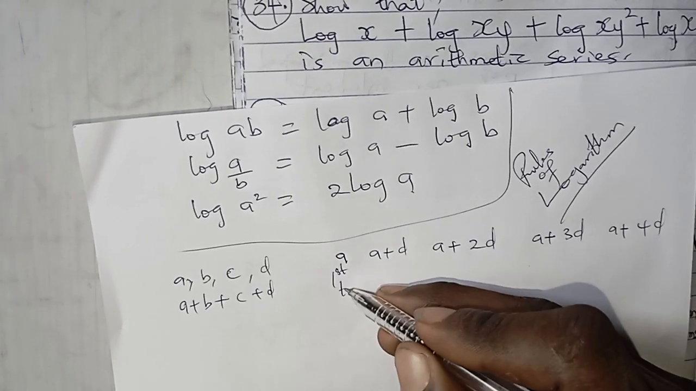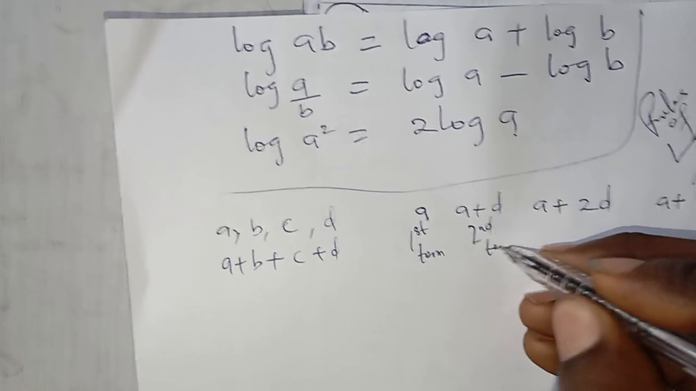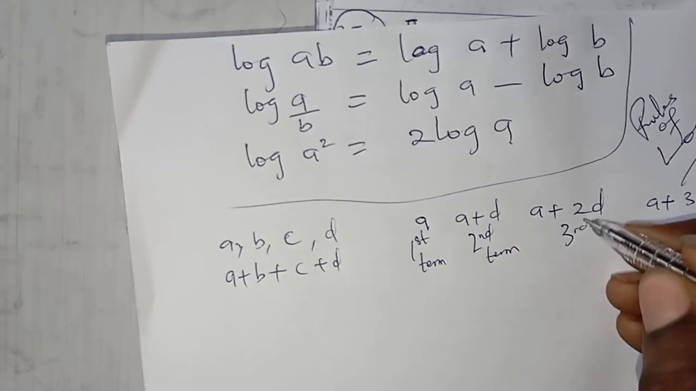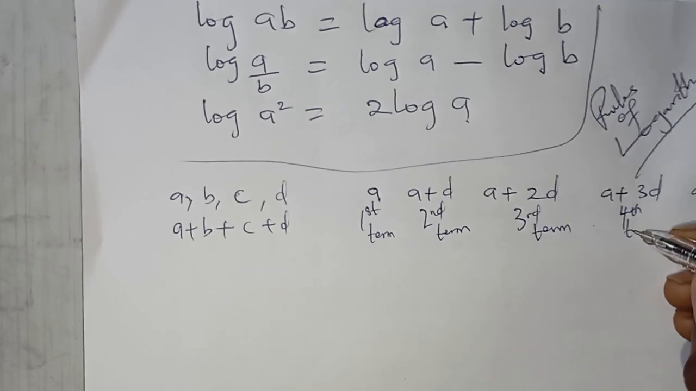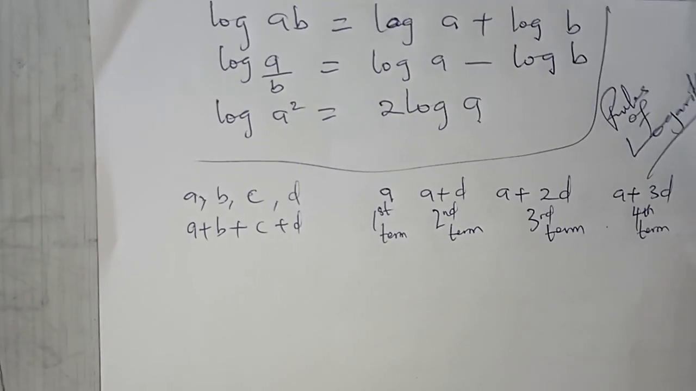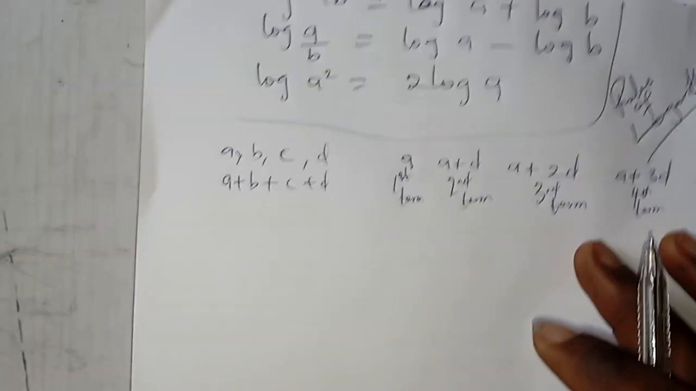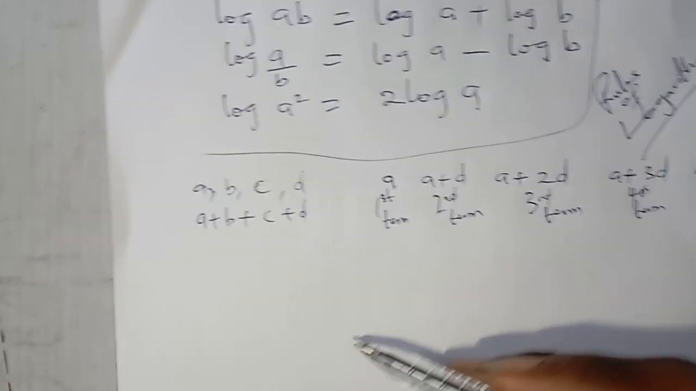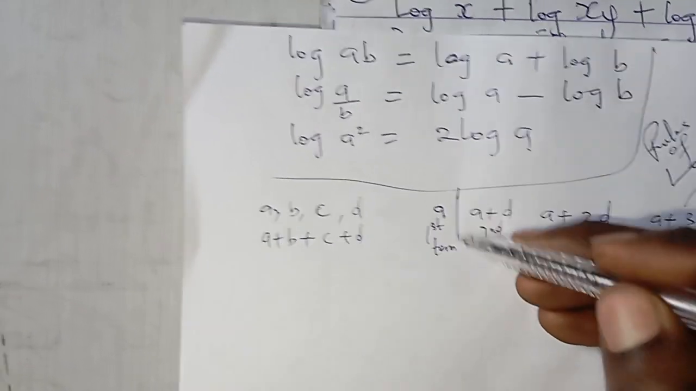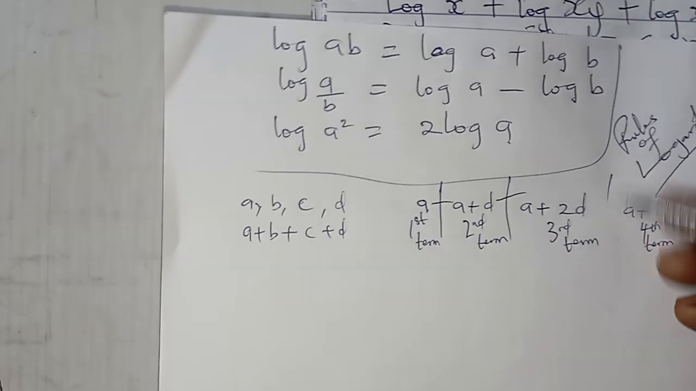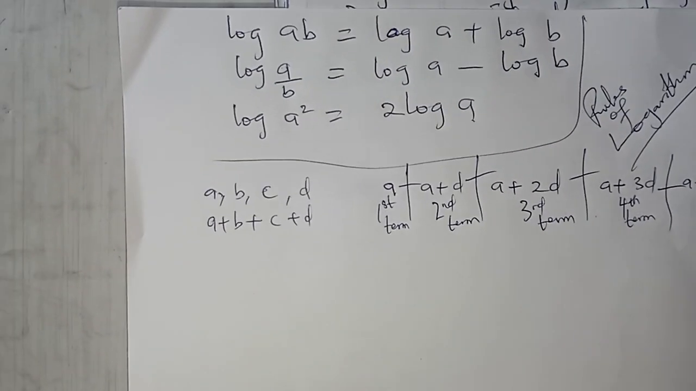First term, second term, third term, fourth term, fifth term, and so on. If they are talking about a series, it is the same thing as putting plus. Once you sum up a sequence, it becomes a series. So with plus, this is an arithmetic series.